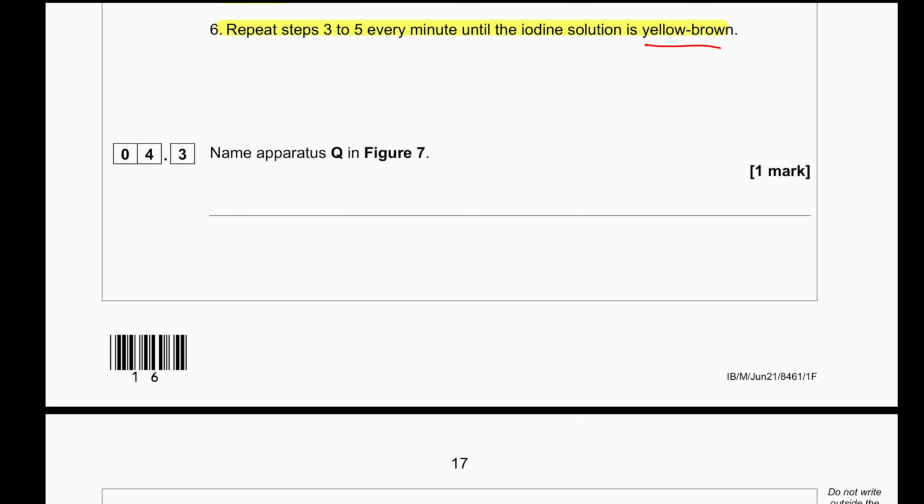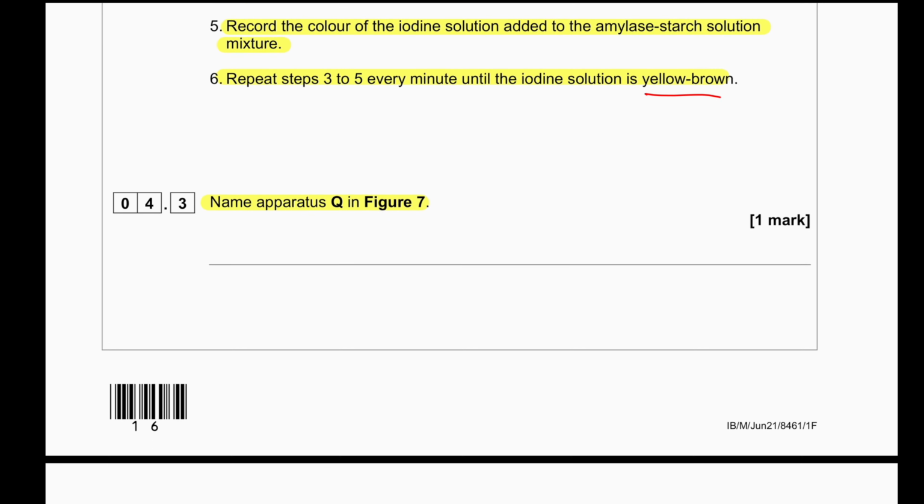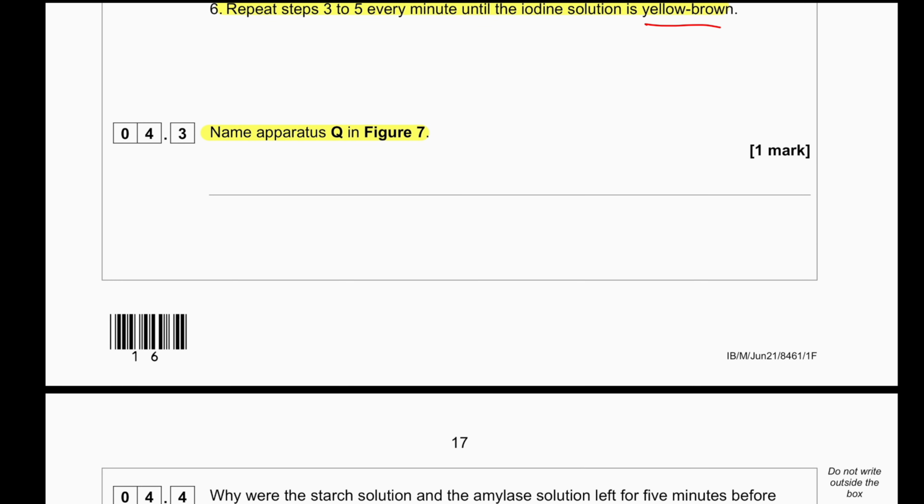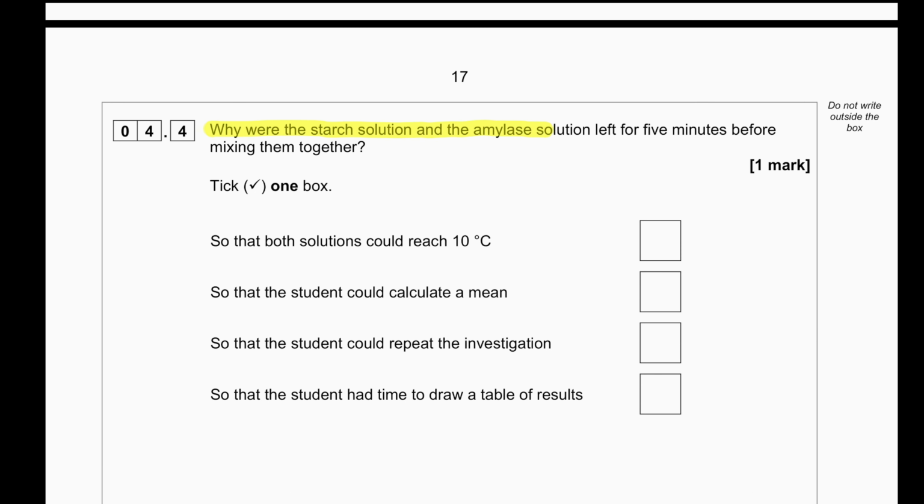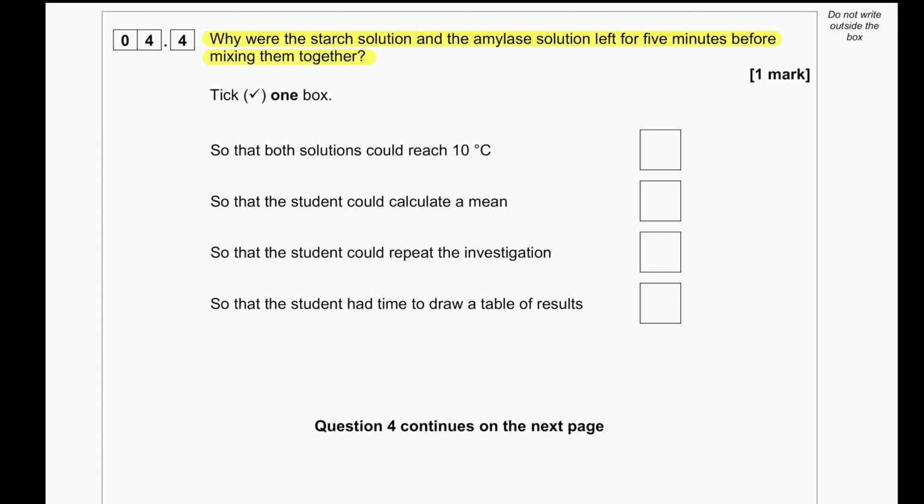Now name the apparatus Q in figure 7. We can already see Q is a beaker, so we will just name it beaker. Because Q is used as a water bath, water bath is also a correct answer. Why were the starch solution and the amylase solution left for 5 minutes before mixing them together? So that both solutions could reach 10 degrees Celsius. Exactly. We want both of the solutions at the same temperature. This is correct. Now let's look at the other responses.